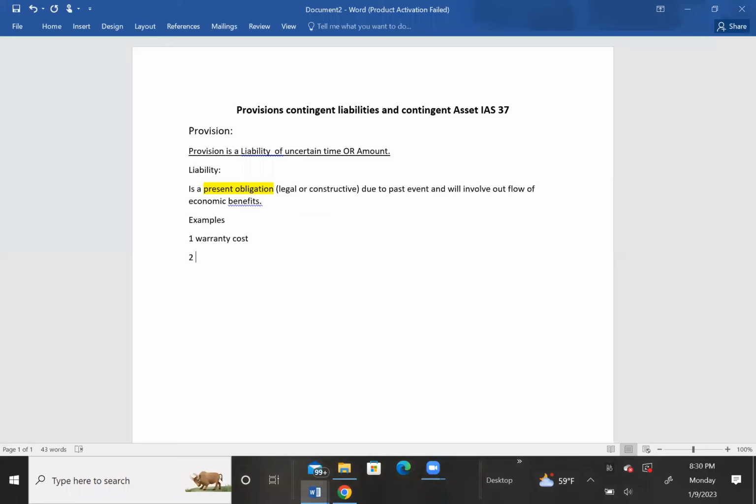But it is confirmed that some products will return, and we have made a promise that if the products are returned, we will rectify the error and return the product to the customer. So we will record a provision. So the warranty is an example of a provision, and the provision, you know, is a liability of uncertain time or amount. Similarly, dismantling cost.